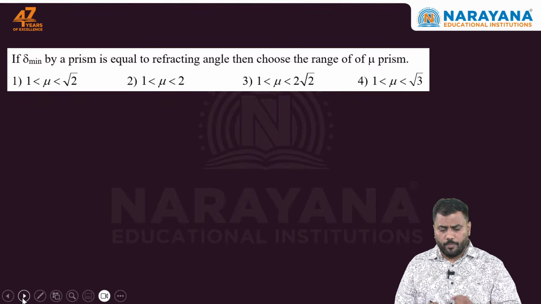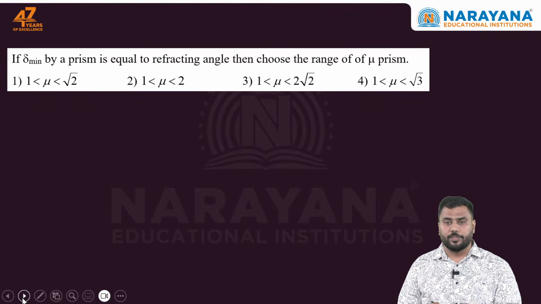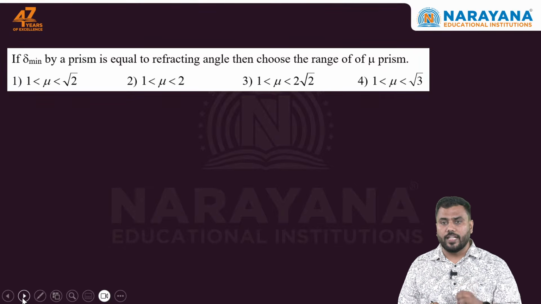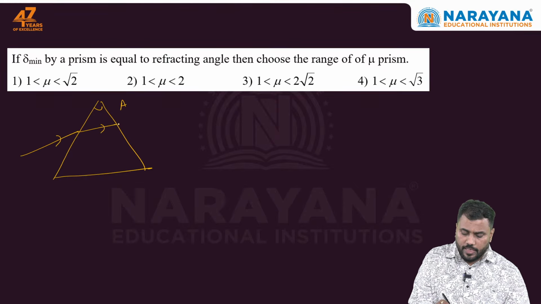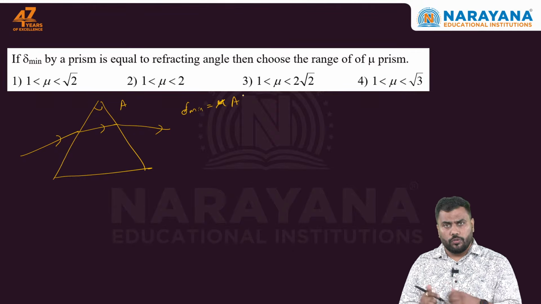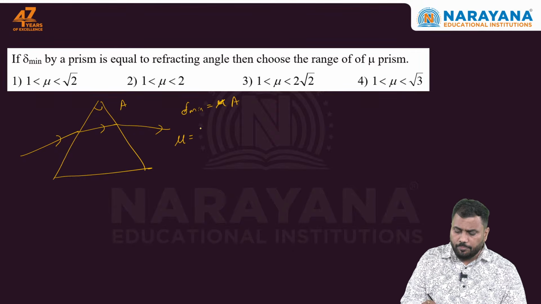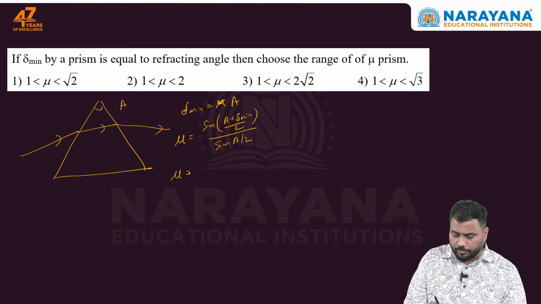The next question is from optics. Here they are saying that if delta minimum of a prism is equal to the refracting angle of the prism, then choose what can be the range of refractive index mu of the prism. So what is given to us is that prism is in minimum deviation condition and the refracting angle of prism is equal to minimum deviation that we are observing. So delta minimum is equal to A. We know that mu of the prism can be written in terms of its minimum deviation. So sine of (A plus delta minimum) whole divided by 2, divided by sine A by 2. By this expression we can get the refractive index of the prism.